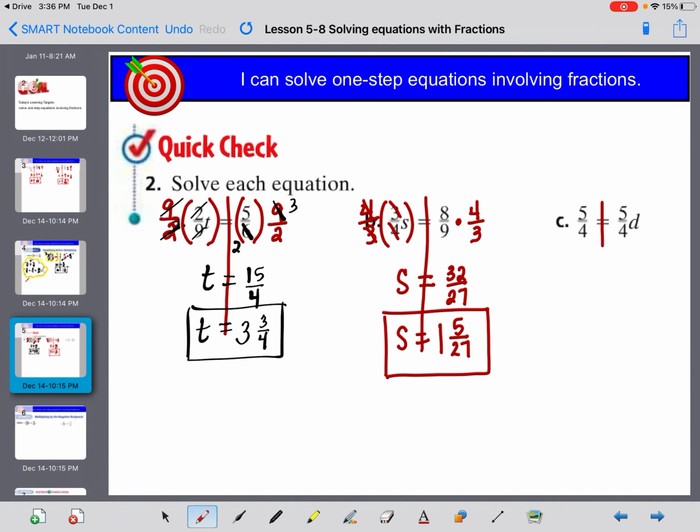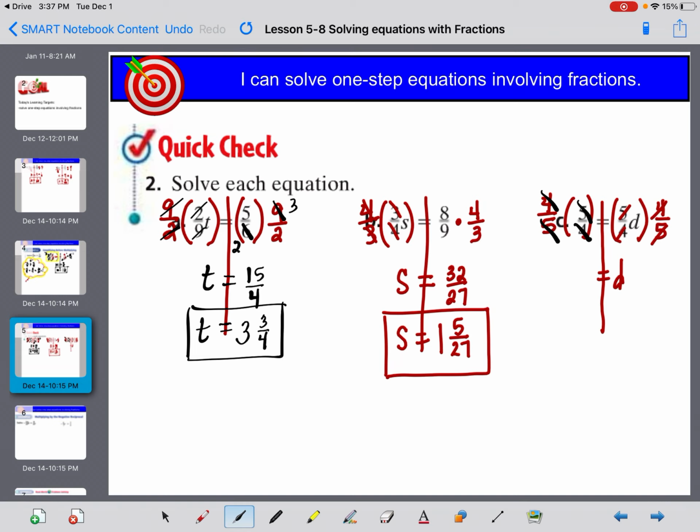The last one. I see that my variable, while on the right, is being multiplied by 5/4. I need to divide by 5/4, which is the same as multiplying by the reciprocal of 4/5. So I'm going to show that on both sides. Notice sometimes I use parentheses and other times I use a dot to indicate multiplication. Make sure you're good with using either.